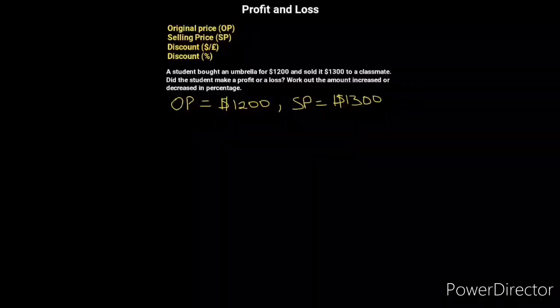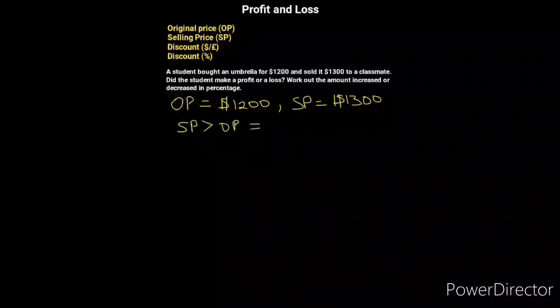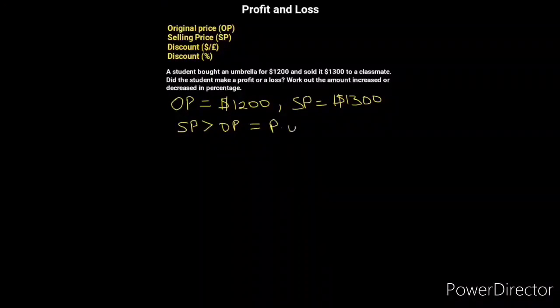We need to know if we'll be making a profit or a loss. Our selling price is greater than our original price, which means that we'll be making a profit because $1,300 is greater than $1,200. You're selling something back for greater than what you bought it for, and that's a profit. We need to now know how much percentage profit this amount is. But before we can know that, we need to know how much amount in profit is it.